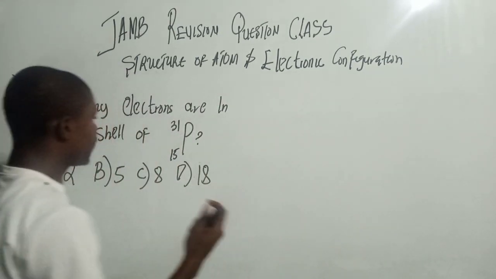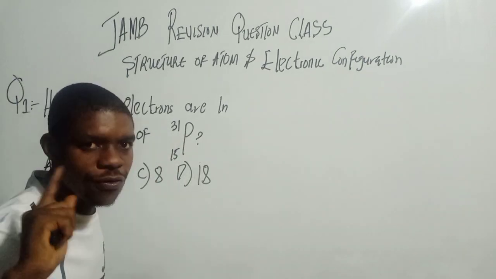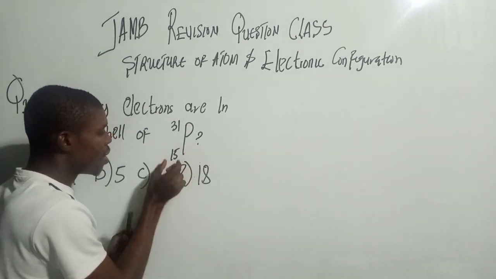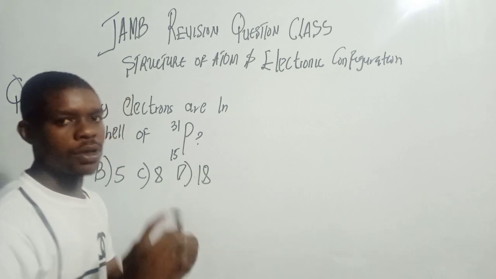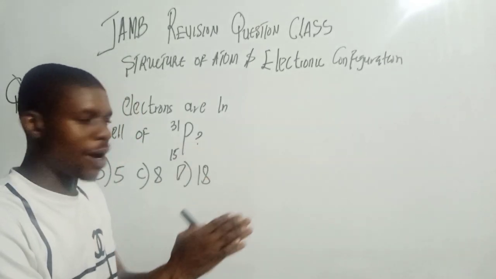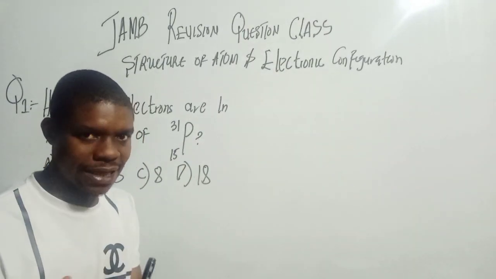Now, the first thing you want to do here is write the electronic configuration for phosphorus. I'm going to use 15 electrons. Remember I told you that in a neutral atom, the proton number and the electron number are the same as the atomic number. Proton number and atomic number are the same. Hope you understand.